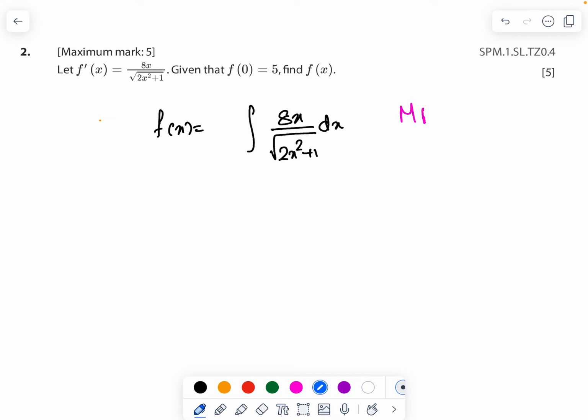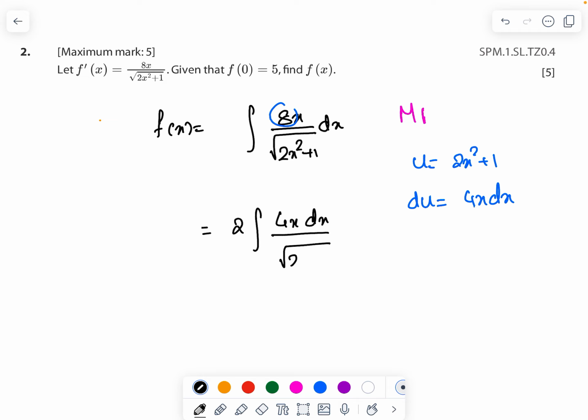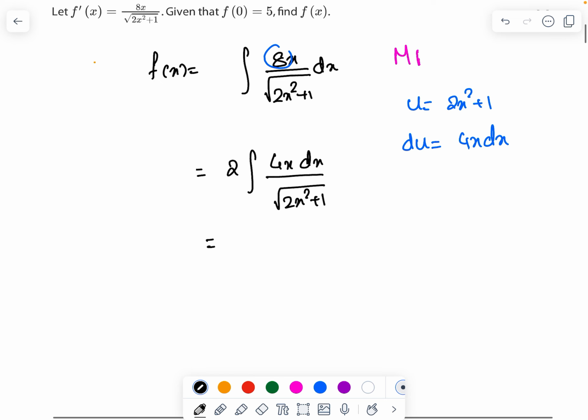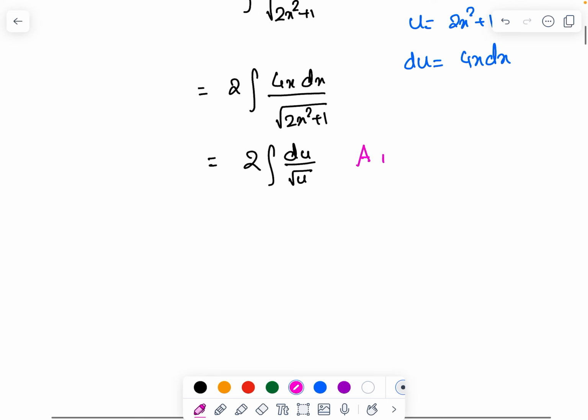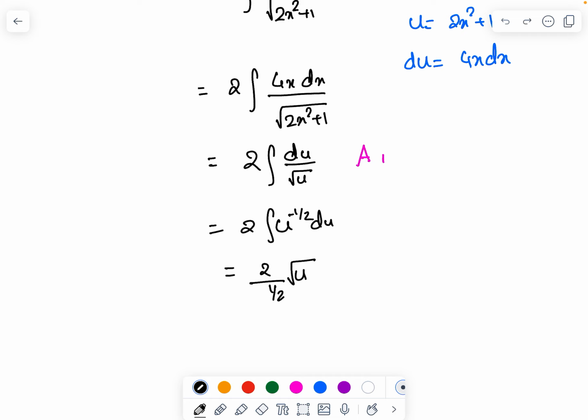Next, what am I going to do? I am going to do the substitution. Substitution u equals 2x square plus 1. So du equals 4x dx. Now this 8 can be written as 2 times 4x dx divided by square root of 2x square plus 1. So it becomes 2 integral of du by square root of u. This gives you another A1 mark. Now what does that become? 2 integral of u to the power of negative half du. So it will become 2 divided by 1 upon 2 square root of u plus c. This gives you another A1 mark.